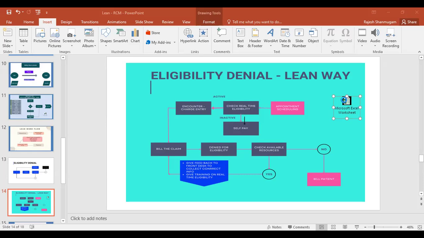And sometimes what happens, the patient did not pay the premium. That also gets denied, saying that premium not paid. So that means patient is not eligible. Once the premium is paid, the insurance will cover it again. Okay, this is the next scenario.